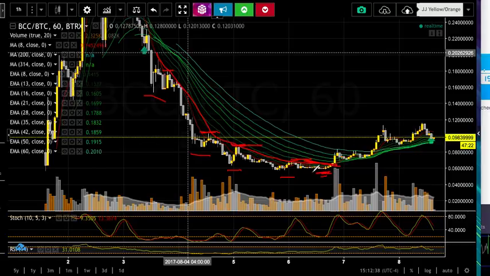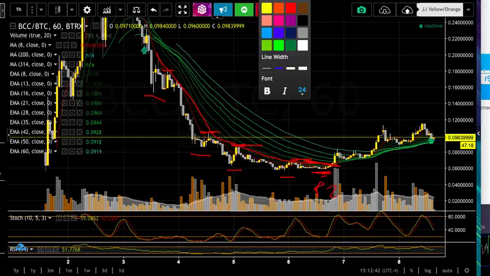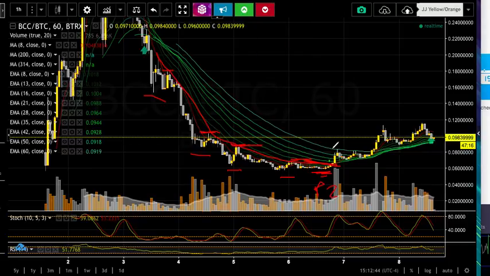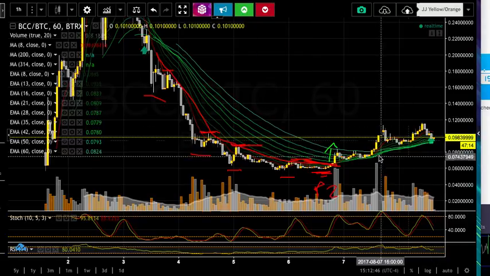Right here you failed to make a lower high. We call that a phase 2 lower low. This is where you started to turn back up.